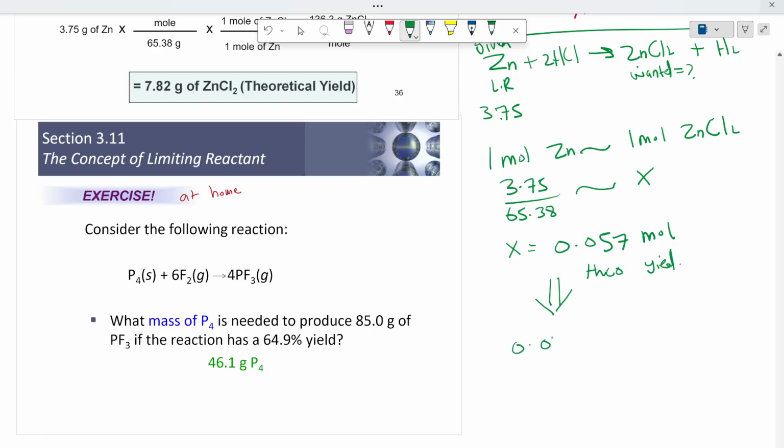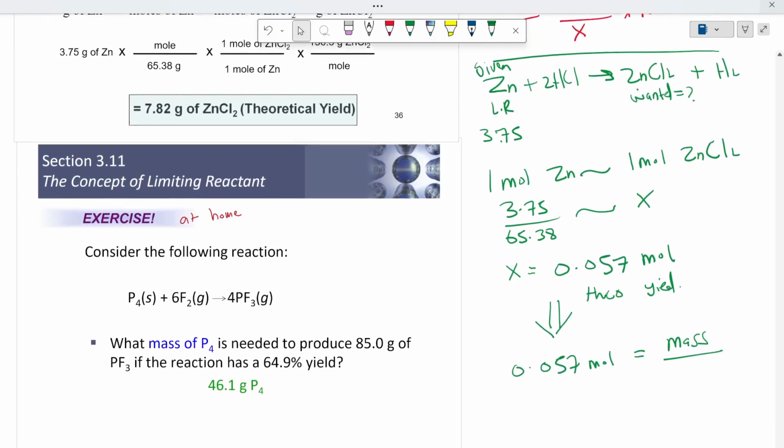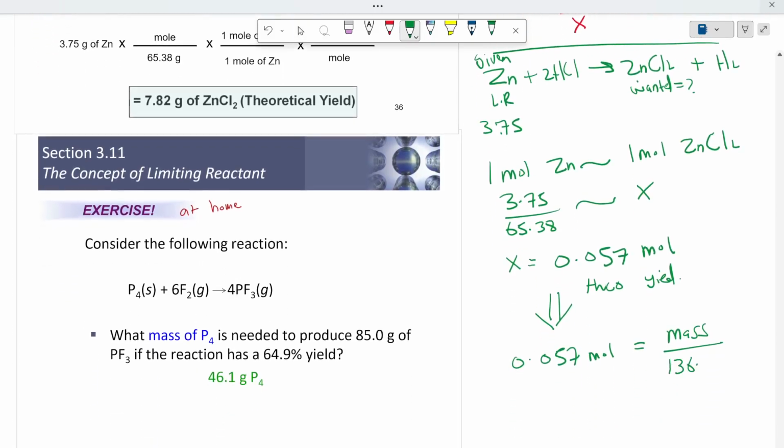So 0.057 mole equals mass over molar mass. What's the molar mass of zinc chloride? The molar mass of zinc chloride is 136.3. So the mass is 7.8 grams. 7.8 grams. This is the theoretical yield.